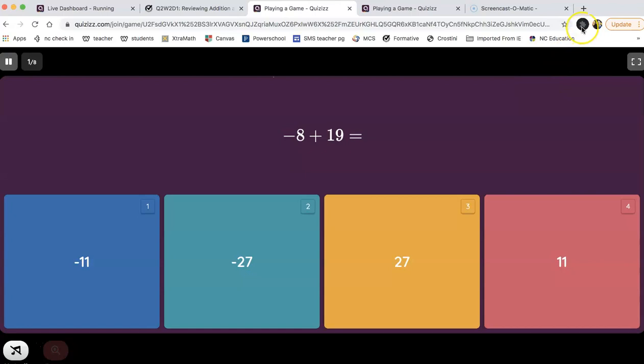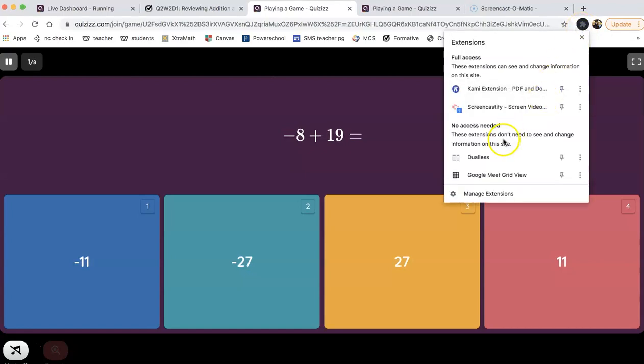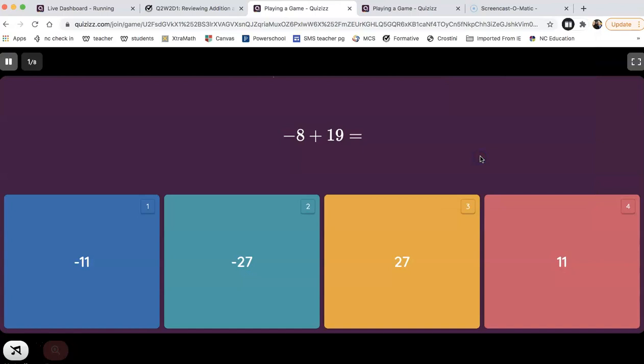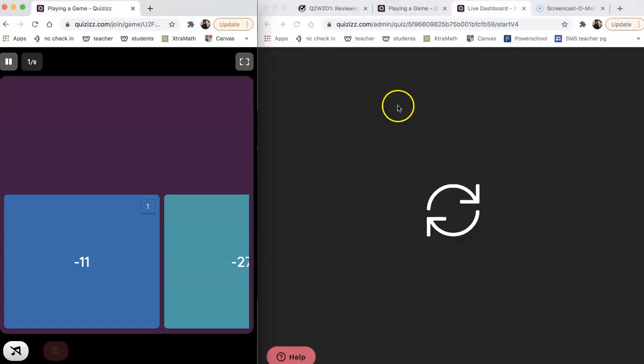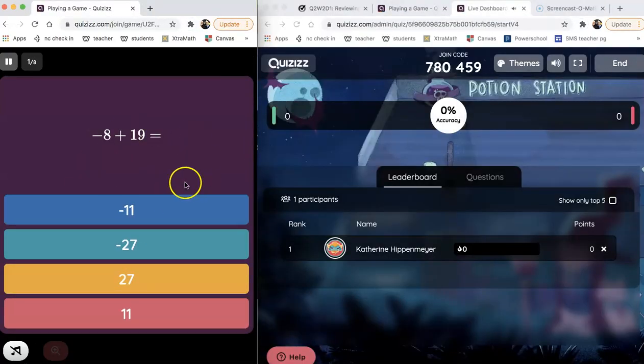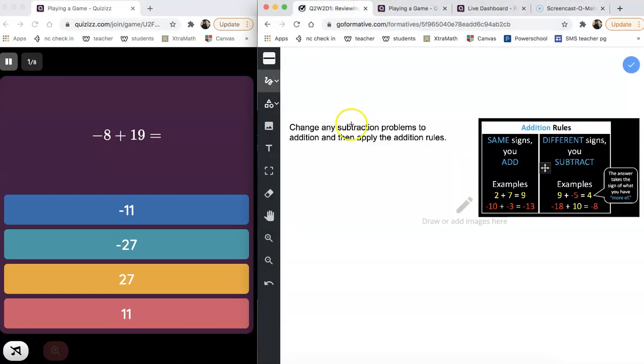Now what I'm going to do is I'm going to click the puzzle piece, and then I'm going to click the dualist extension, and I'm going to put this quiz beside the part where I am able to show my work. I want the quiz to be tiny, so I'm going to click the tinier side, the 4 side out of the 4 to 6 ratio, and the quiz goes on the left. Oh, let me turn off this music. And then over here on the right, I'm going to click where I can show my work.